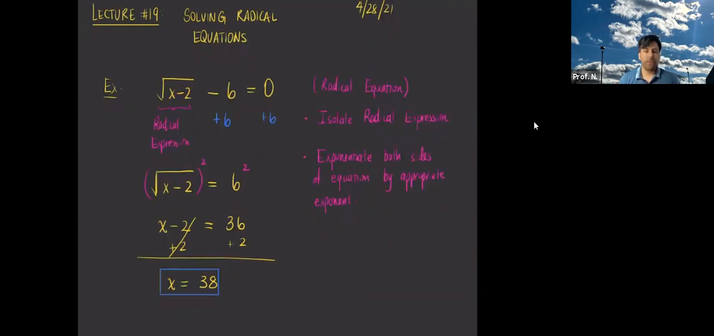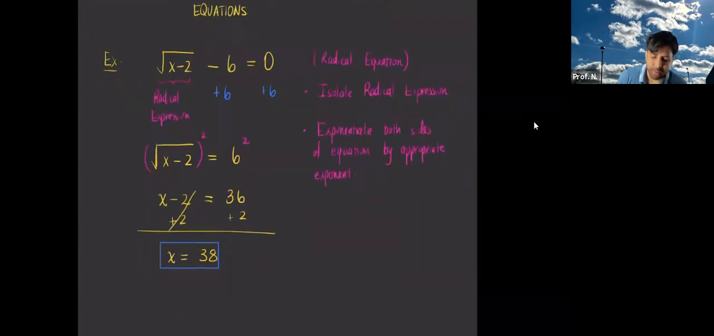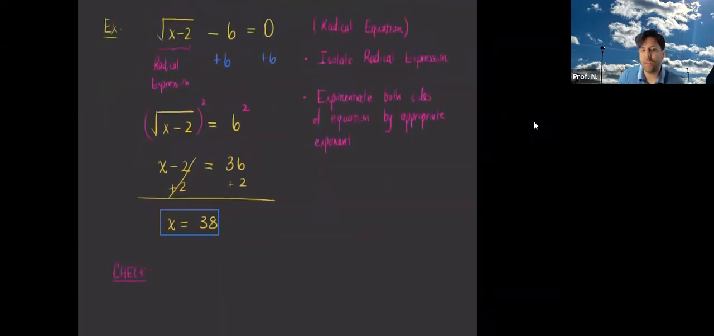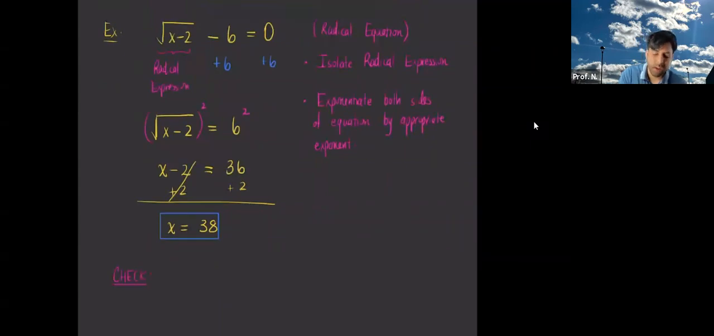Now I have to be careful though, always and forever. I need to check, the same way I had to check for rational equations, right? Remember with the rational equations, we sometimes had extraneous roots that, when we plugged them back into the original equation, didn't actually work out. This can also happen in radical equations. So just check if x equals 38 works. And for this one, it will work, but just check.